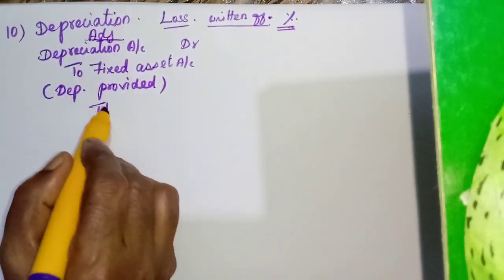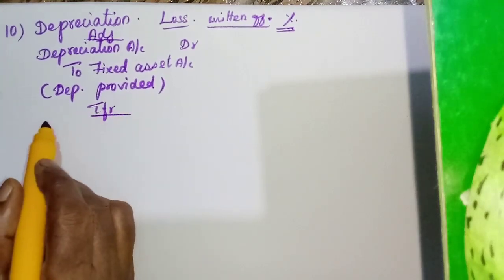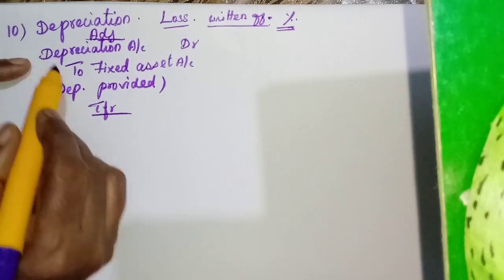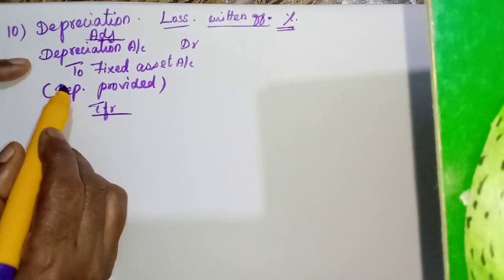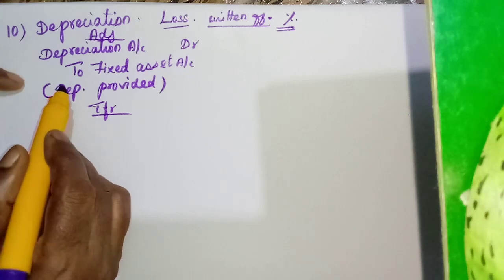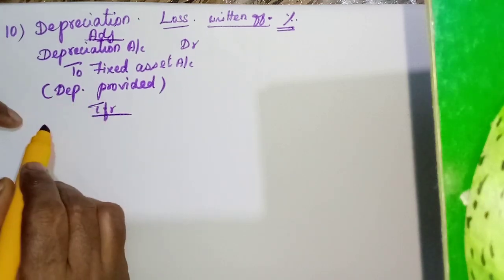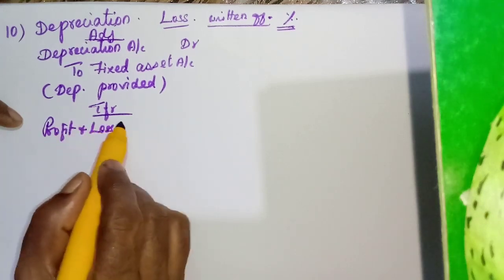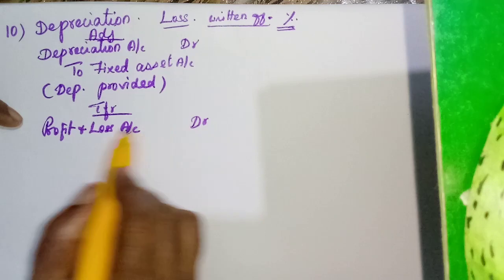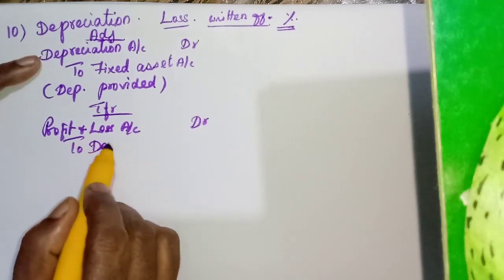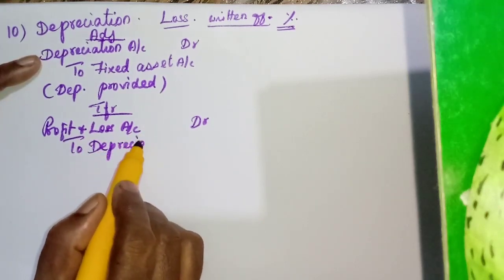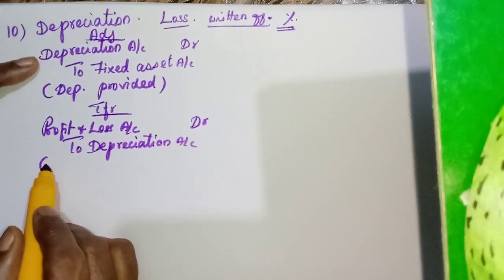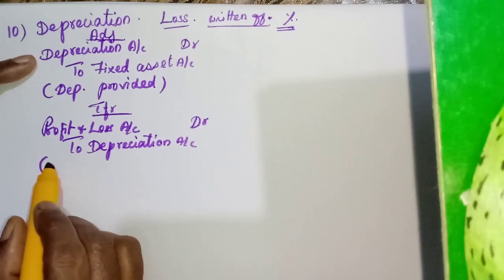Next one, transfer entry. We need to transfer this depreciation, so we need to cancel this one. So it will be credited, and it is a loss, so we need to debit the profit and loss account. Profit and loss account debtor to depreciation. Depreciation transferred to profit and loss account.